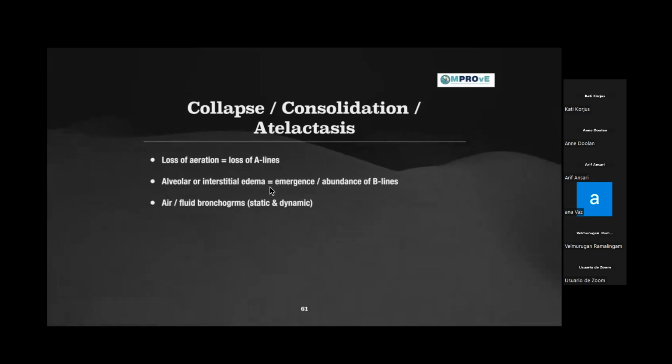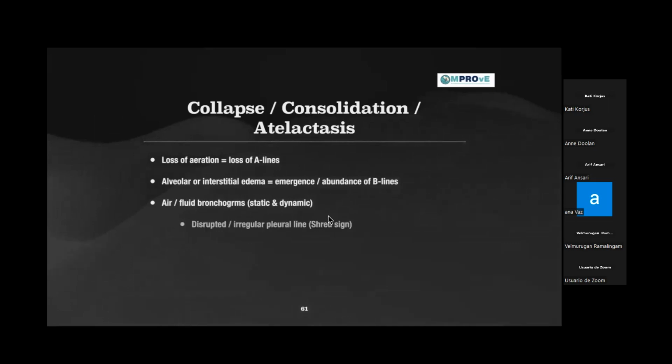If you have an alveolar or interstitial edema, developing edema, you're gonna see emergence of B lines, followed by, depending on how the baby has progressed or how much worse the baby has become in terms of the edema, an abundance of B lines leading to compact B lines. We will see air fluid bronchograms. I'll not stress on it much today. When we talk about pathology, we're going to deal in depth with this. But we see something called static and either static or dynamic air fluid bronchograms.